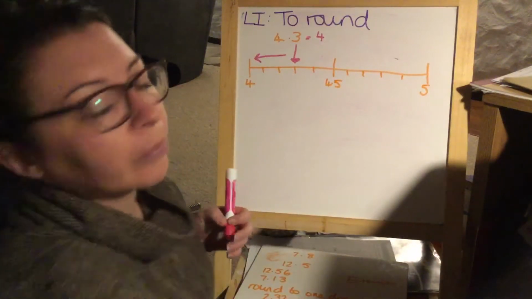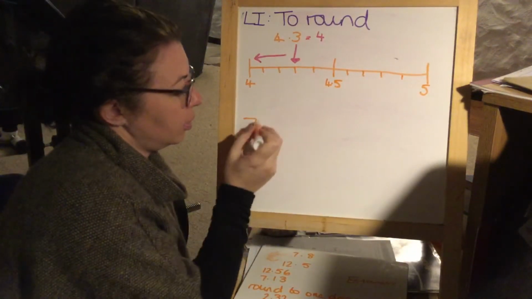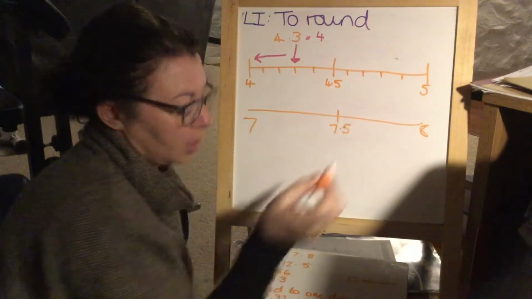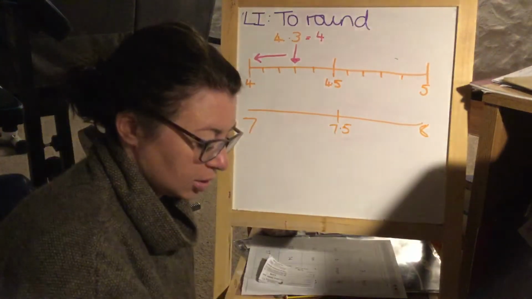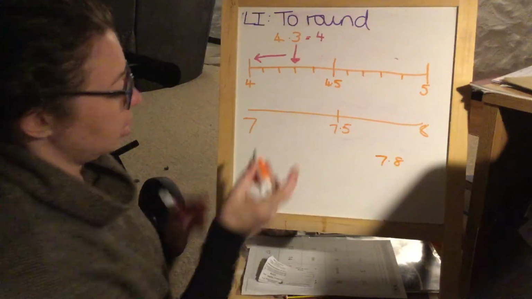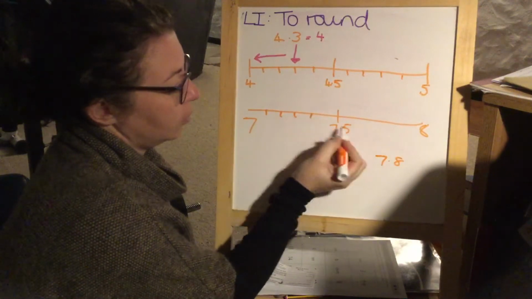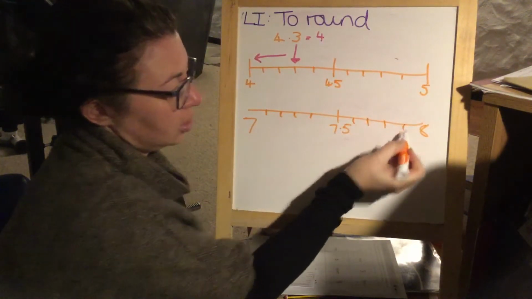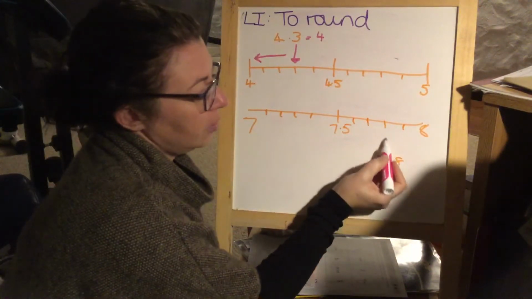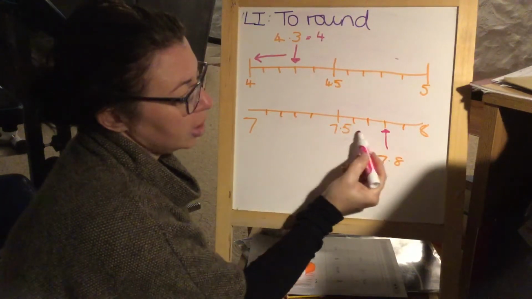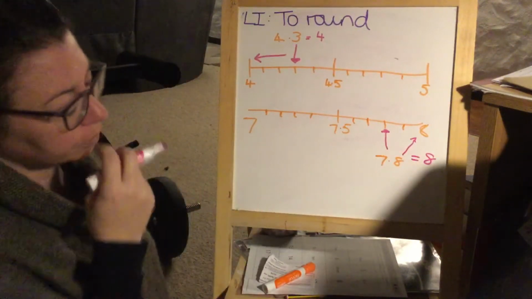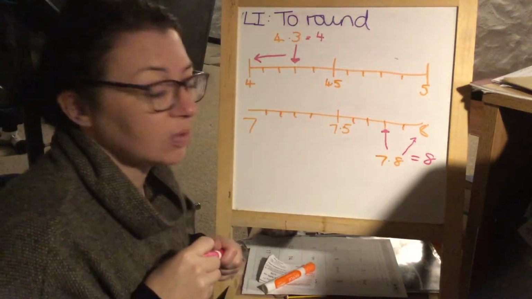there's my orange pen, and I say 7 and 8 with the midpoint of 7.5, and this time we were looking at 7.8, so we'd have our 1, 2, 3, 4, 5, 6, 7, 8, 9. So our 7.8 is here, and that is greater than 7.5, so that would round to 8. Okay, so hopefully that would be relatively straightforward.